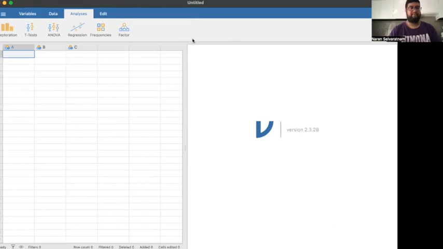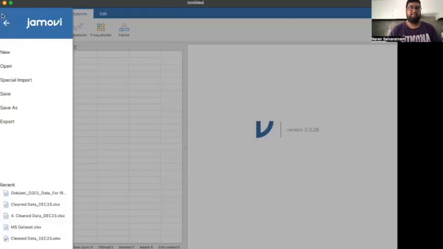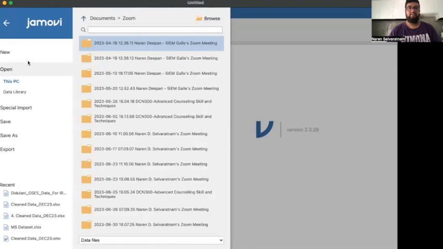This is the generalized self-efficacy scale. So this is the Jamovi interface. I'm going to open my data now. I'm going to click browse here, and then select my data. Okay, give me a second, I'm just going to locate my data set.